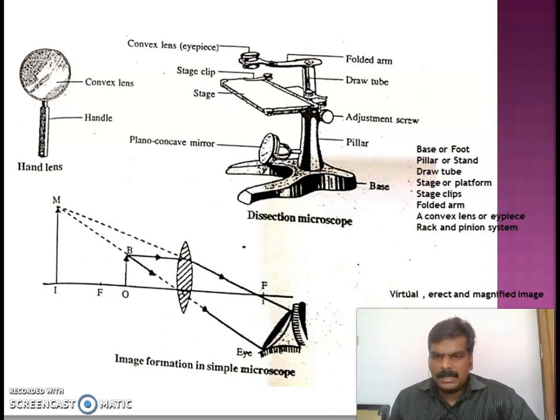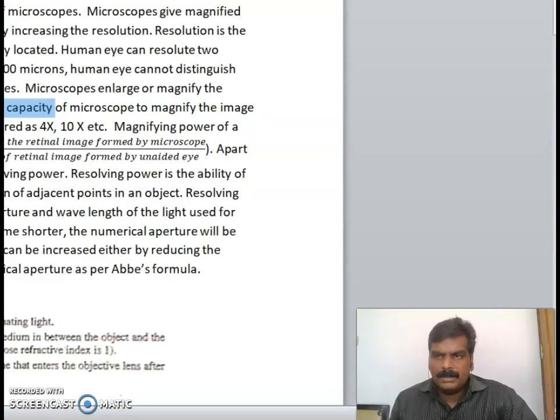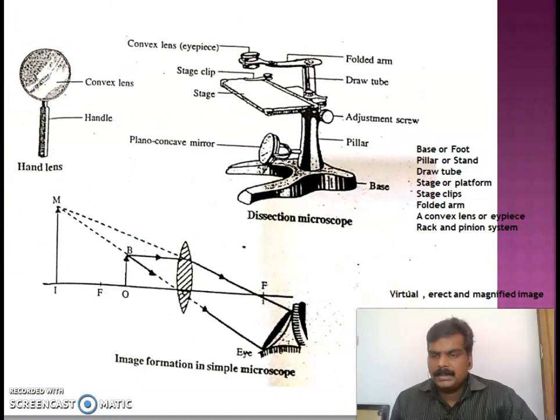Magnifying power is calculated by the formula: size of the retinal image formed by the microscope divided by size of the retinal image formed by an unaided eye. That is, the size difference of an image when we are using a microscope compared to a normal eye is called magnifying power. Apart from magnifying power, a microscope also has another property that is called resolving power.